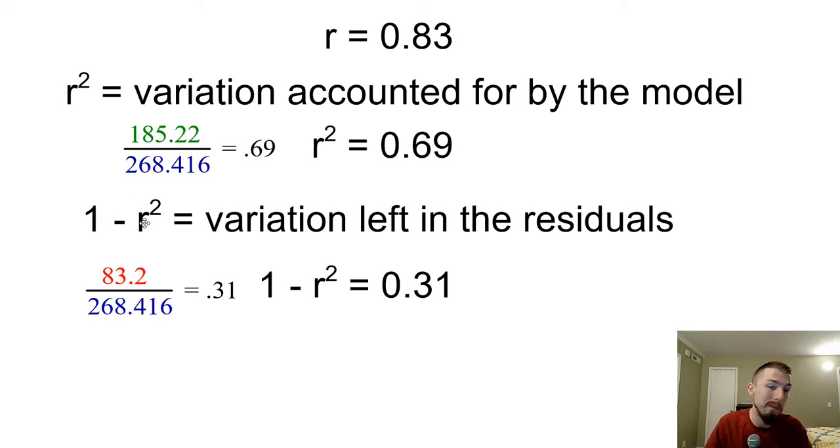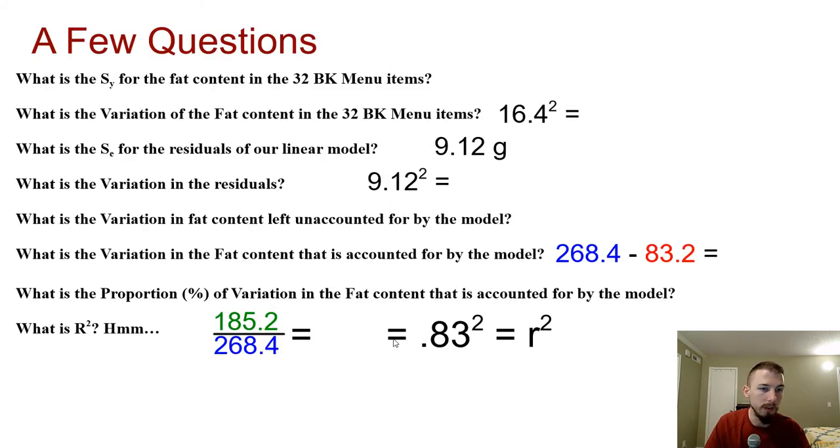So if we do 1 minus the R squared, if the R squared is how much variation is removed, 1 minus the R squared is going to be how much variation is still left remaining in the residuals, which was this value from the residuals divided by total, which is 31%, and that's the exact same thing. So I'm just kind of reiterating it. All right, so a few questions and we're pretty much done.